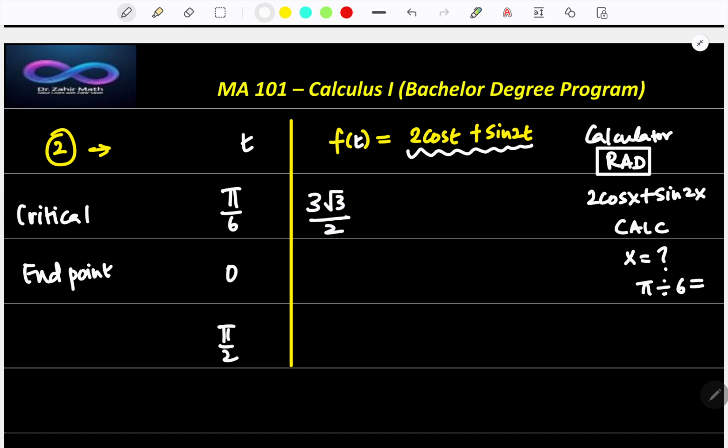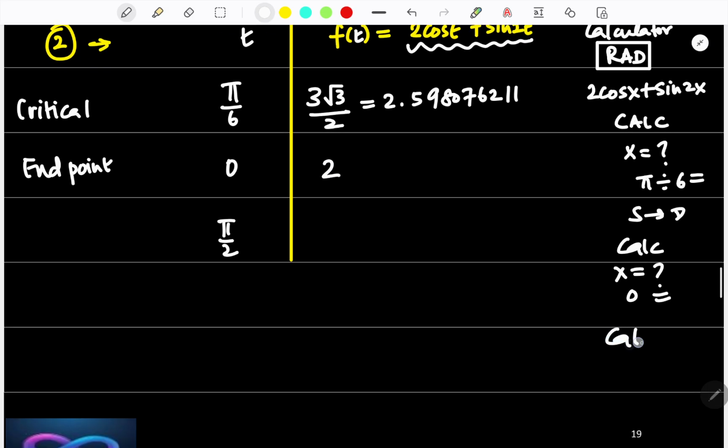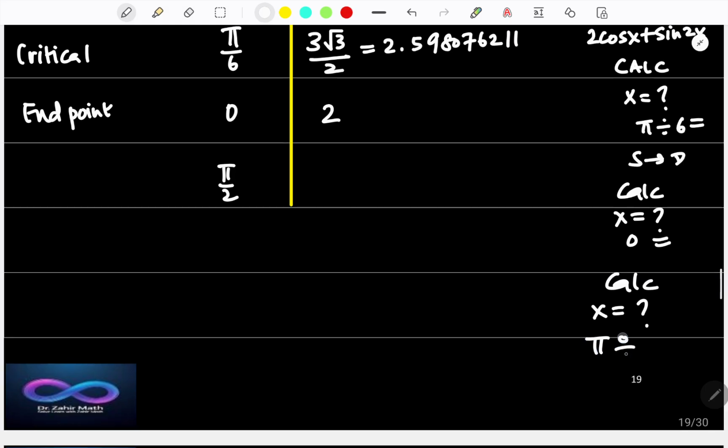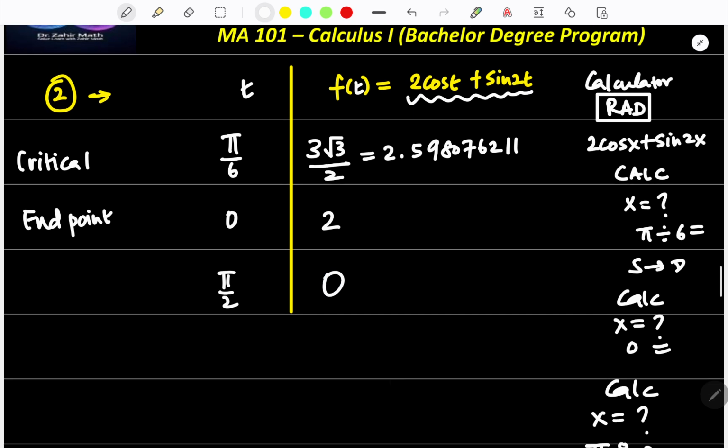Convert it using S to D, because you have to compare the values, which is 2.59807621. Next, again press calc and then x equals question mark. Press 0, press equal. You will get the answer 2. Again press calc, the calculator will ask x question mark. Then press pi divide by 2, using this key. So you will get 0. Yes, so we got the values.